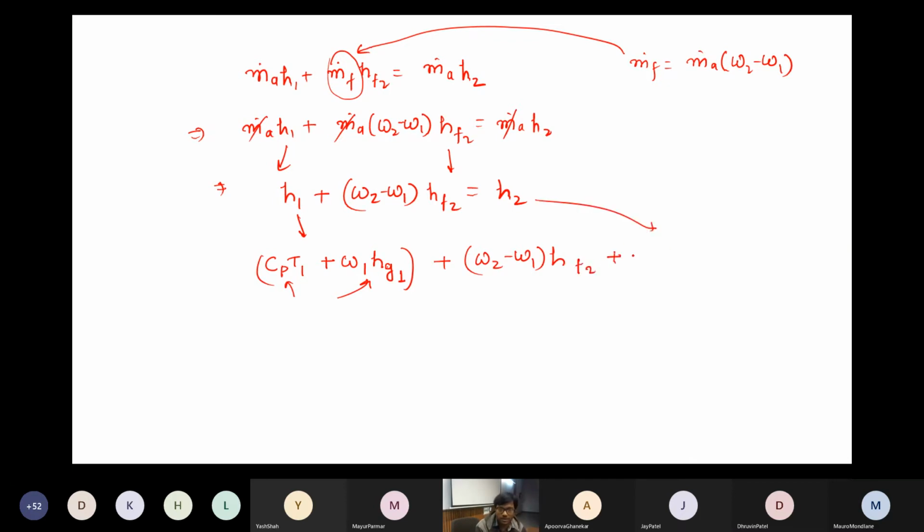This is equal to h2, which can be written in a similar fashion as CpT2 plus omega 2 times hg2. Now if you do the algebraic manipulations correctly, you could find omega 1 as Cp times T2 minus T1 plus omega 2 times hfg2.